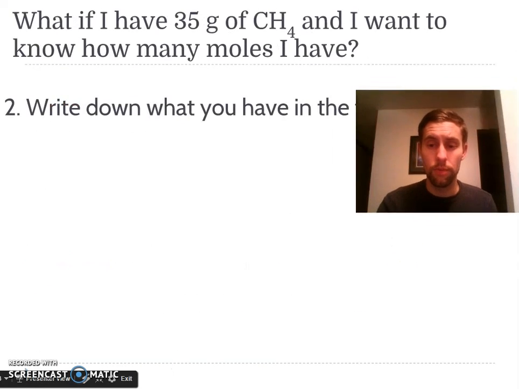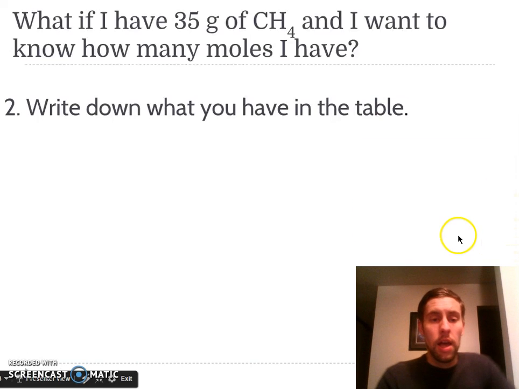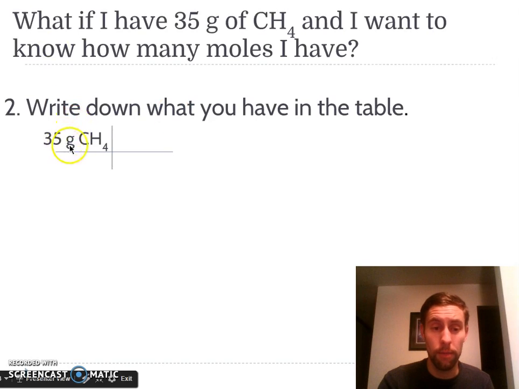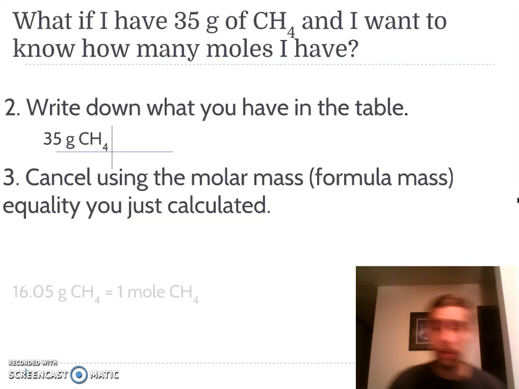Okay, so 2, we have to write down what we have in the table. I use a little crossbar here, or you can use parentheses, it's all the same thing. So if we have 35 grams of CH4 and put that in the top left, then we should know from our conversion practice in the past what has to go here. This is our unit. You guys should know if it's going to go up on top or if it's going to go on the bottom. I'm hoping you said down on the bottom because it should be.